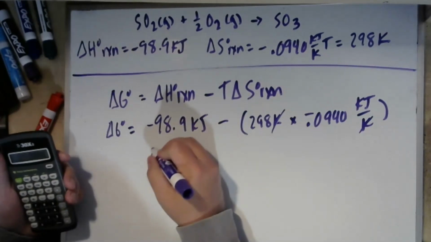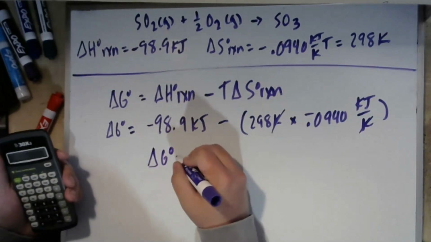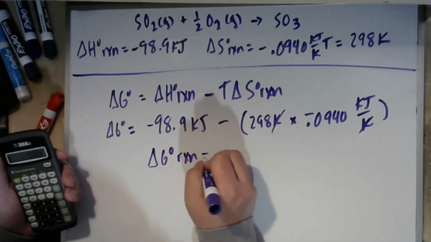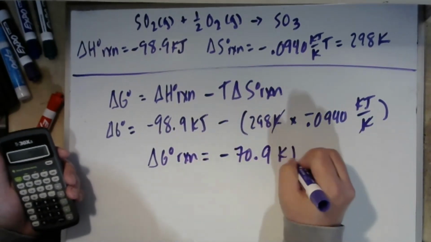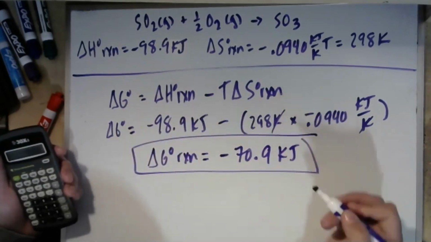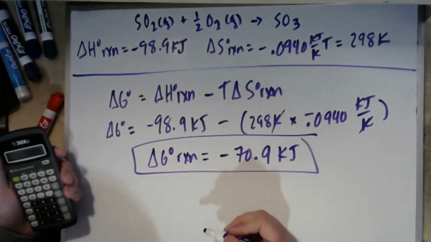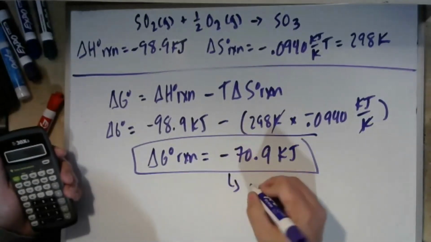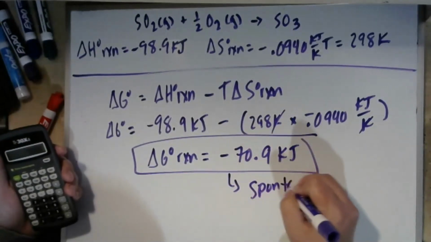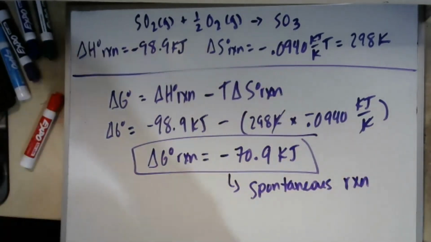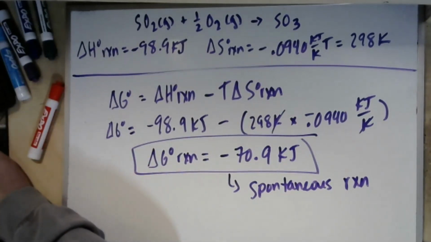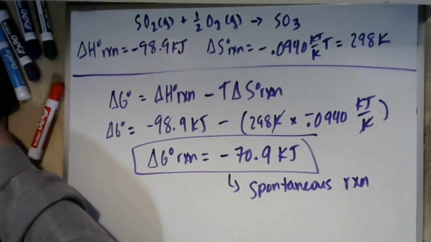Okay, and we're going to get a delta G value of negative 70.9 kilojoules. Okay, negative 70.9 kilojoule delta G value, that is a spontaneous reaction. All right, let's practice another one of those.